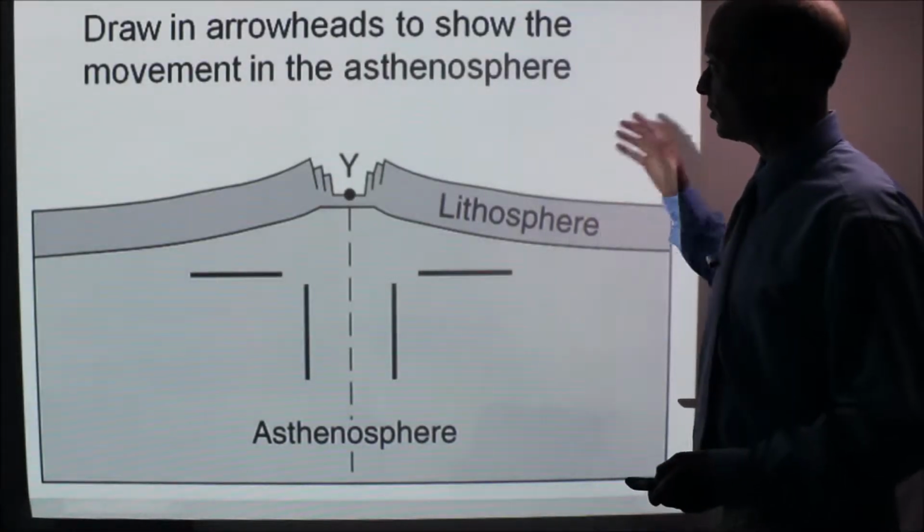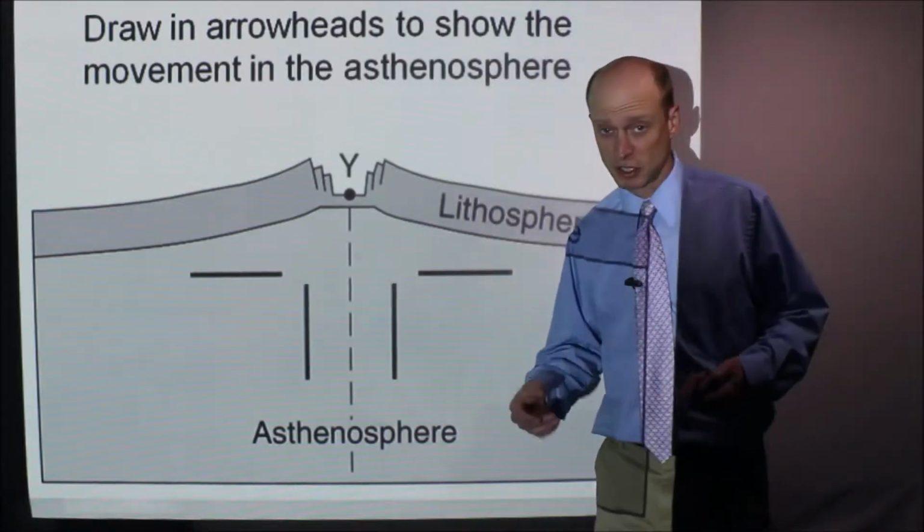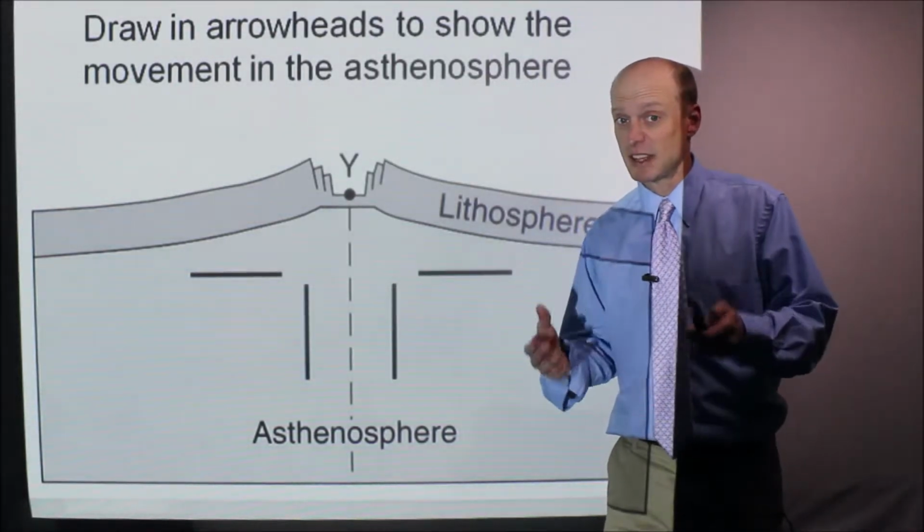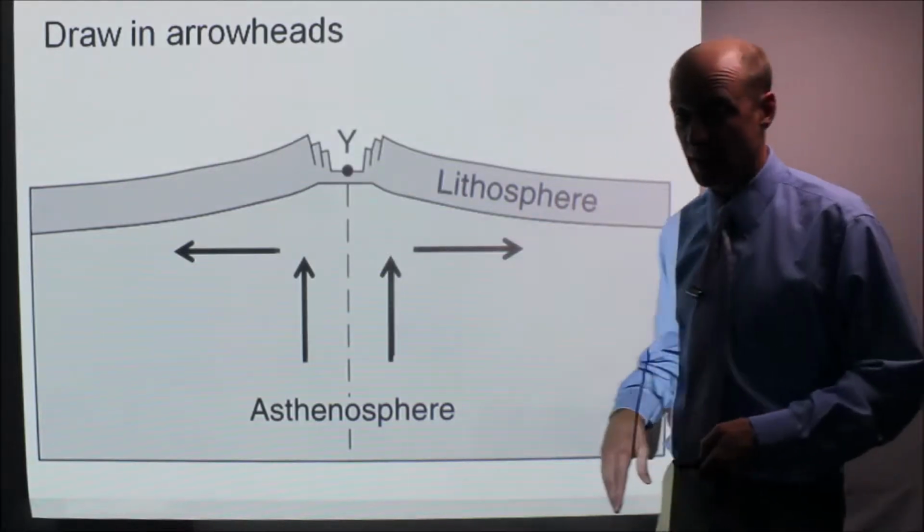Draw arrowheads to show the movement in the asthenosphere. Remember convection currents and how they move? Okay, so you have to have a sense of how they move because this is the answer. The arrow should look like that.